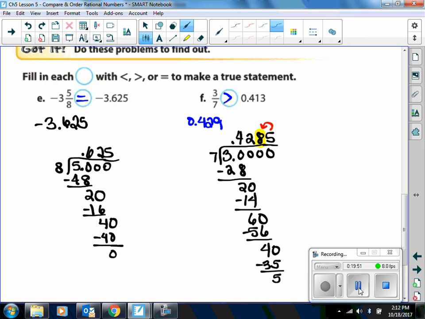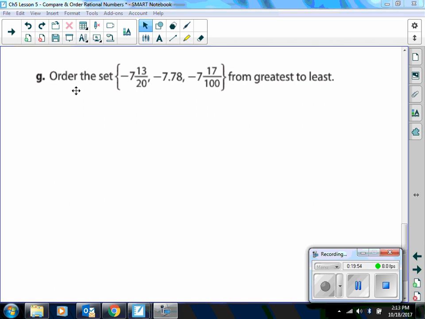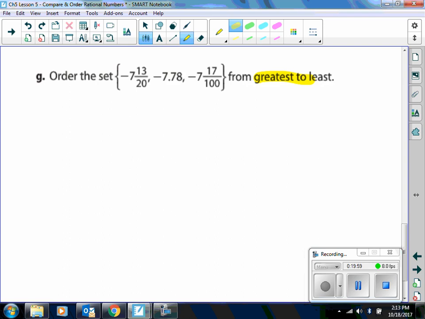All right, so problem G, we want to put the data set in order from greatest to least. Now look, this is greatest to least, right? Now, we want to change these all to decimals, right? What's the greatest place value going to be? The hundredths. We want this all to be the hundredths. Oh, but what do you notice here? The fractions have denominators that are multiples of, or factors of 100, right?